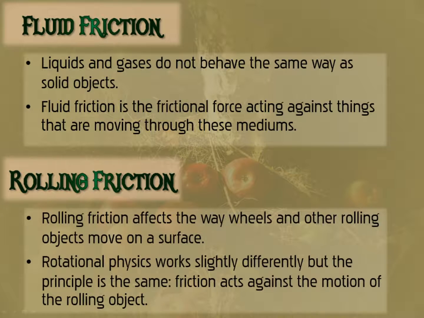And then there's also rolling friction, which is the way that wheels and other rolling objects move. Rotational physics is always slightly different because of the angular nature, and we'll see a few examples of this when we look at energy. But the principle is always the same. Friction acts against the motion of the rolling object, slowing it down over time unless force continues to be applied.